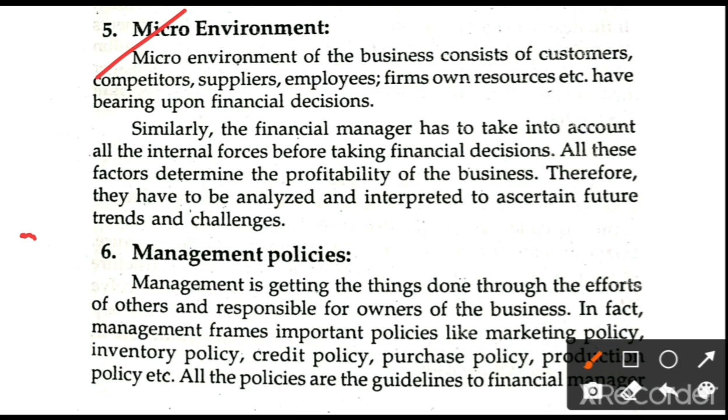I think you are getting what I am telling you. Whenever we are taking decisions in the business, the financial manager has to focus on all these things. He has to study all these things properly. When he studies all the things properly, then he can take the proper decision. He can take the best decision for the development of the business.